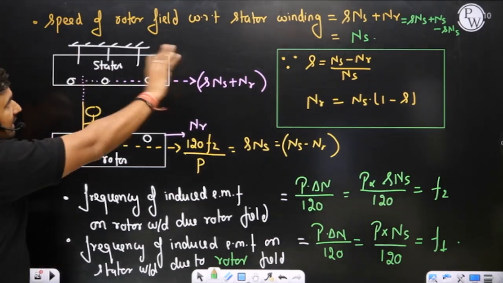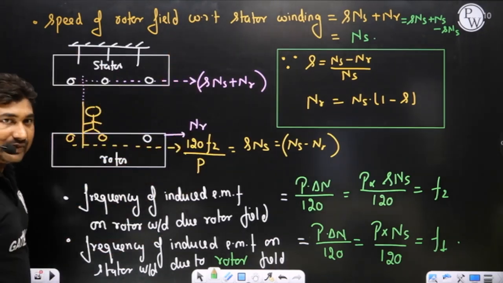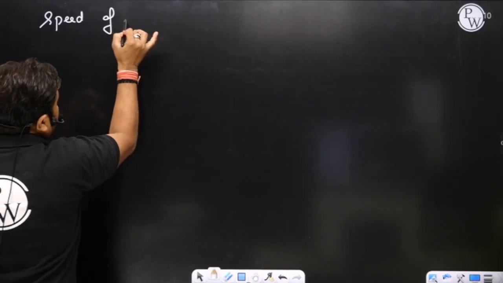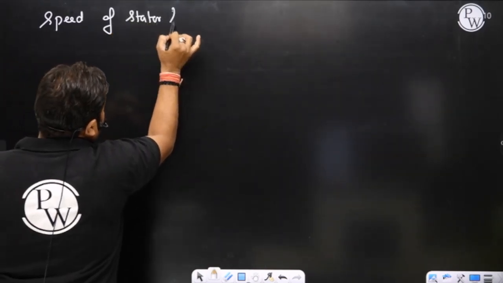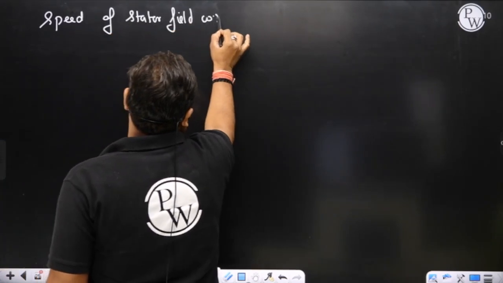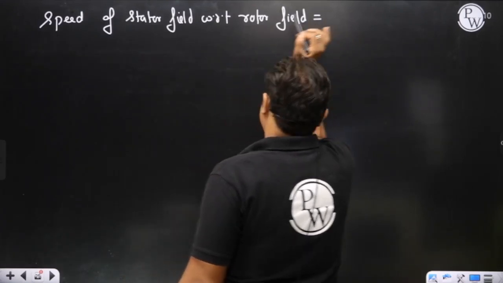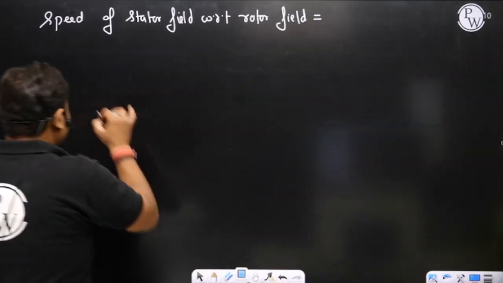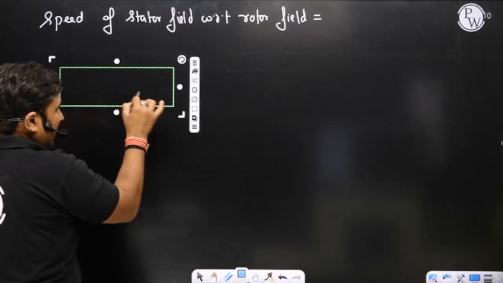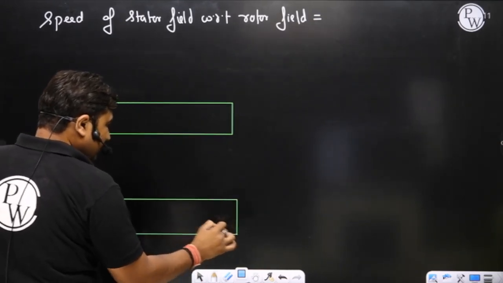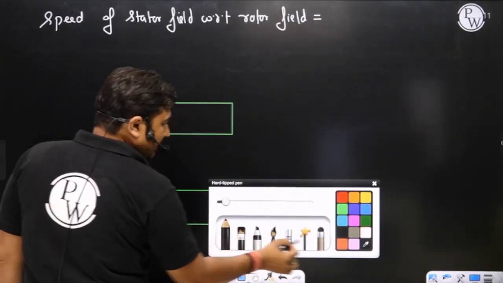Now, we know about the speed of rotor field with respect to stator winding. Let's talk about the speed of stator field with respect to rotor field. Can you please tell me what is the speed of stator field with respect to rotor field? Please observe. I'm going to explain everything again on the single diagram, so please try to understand each and everything properly once again.